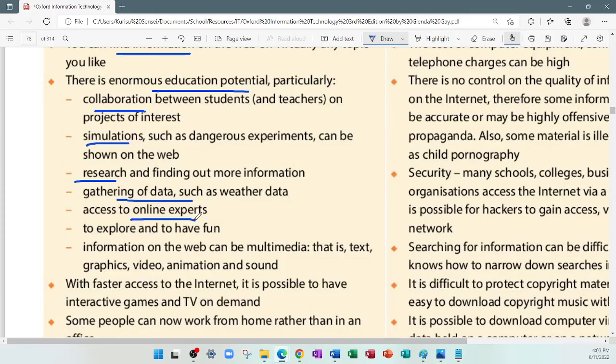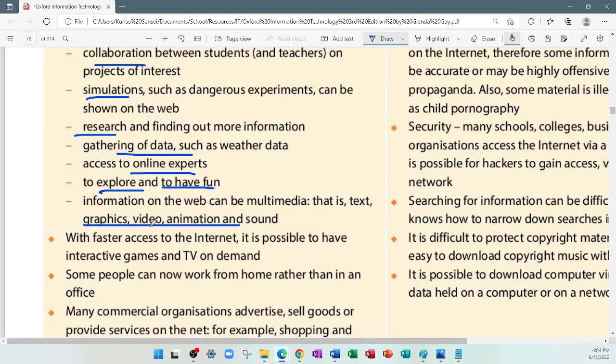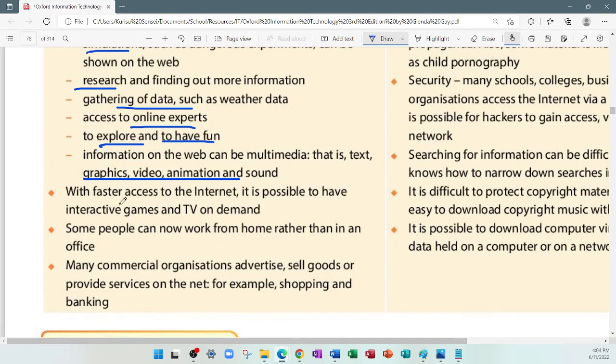So you're not limited to only persons you know. You can reach out to persons around the world, scientists, doctors, even astronauts. If they're online, if they have social platforms, you can reach out to them. You can explore the internet, have fun, play games, have entertainment, animation, video, and so on. With faster internet, it's possible to have more interactive games, better TV entertainment. You can access from the home rather than work, and commercial organizations use it for advertisements, selling goods, providing services, and so on.